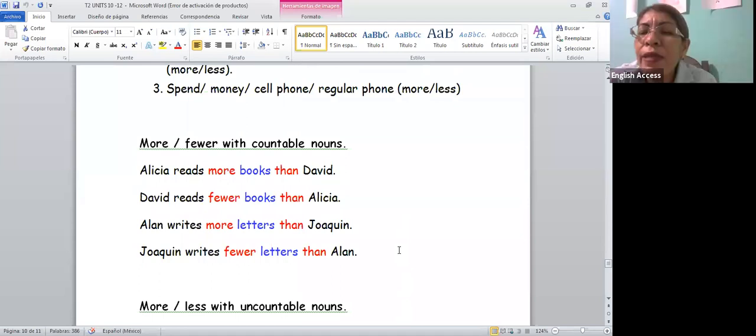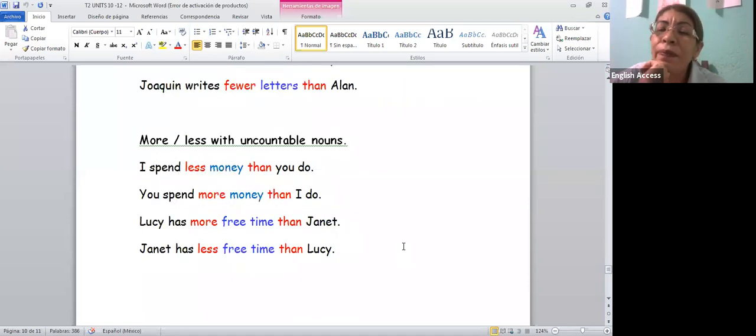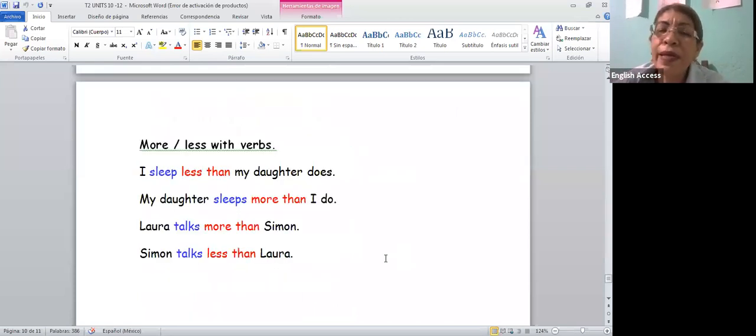Okay, once again, remember, with countable nouns, we're comparing countable things. We're comparing books and letters. They are countable. On the second part, we are comparing the money that we spend and the free time that we have. Remember, money and free time, they are uncountable. That's the reason why we're using less or more. And at the end, we're comparing an activity, sleep and talk. So with activities, we're going to use more, we're going to use less.